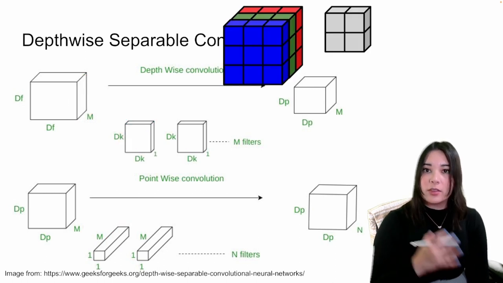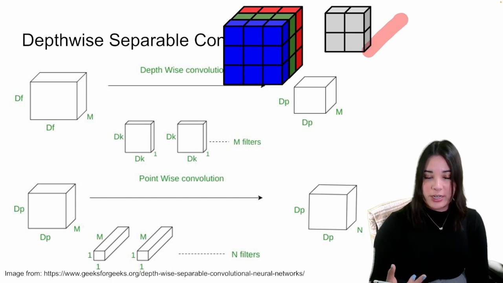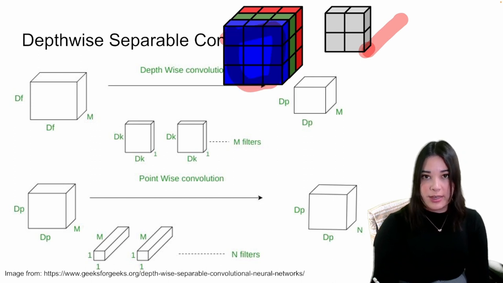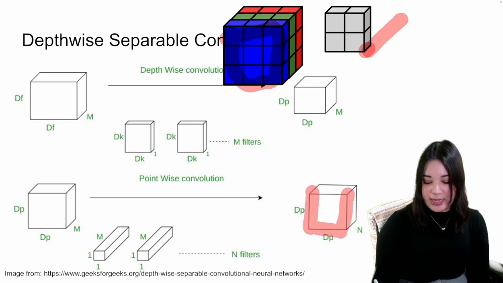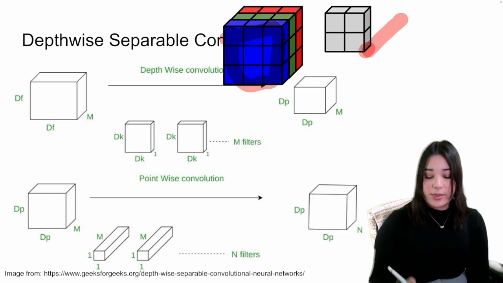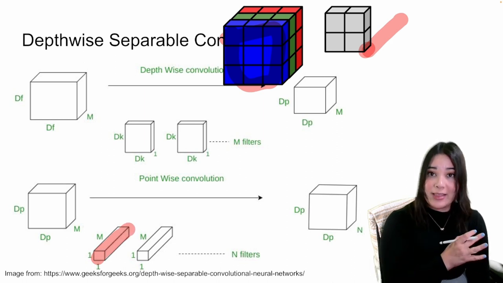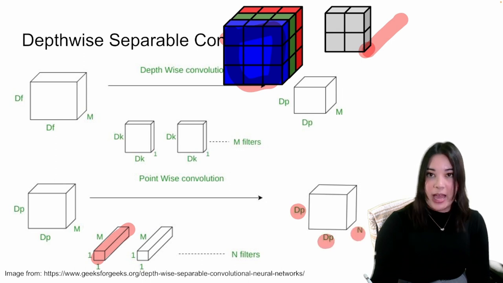In other words, unlike a typical convolution where our filter has depth m for the number of channels, in a depthwise separable convolution, our filters are dk by dk, but only have a depth of 1. We apply one filter to each of our channels individually. And then we convolve that output in order to compress it and get the output shape that we would like. We then learn these 1x1xm filters that allow us to combine that information in different ways and get our dp by dp by n output.